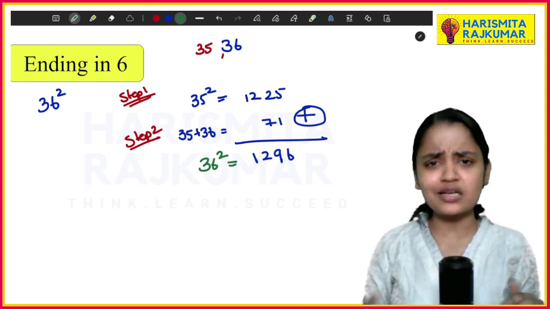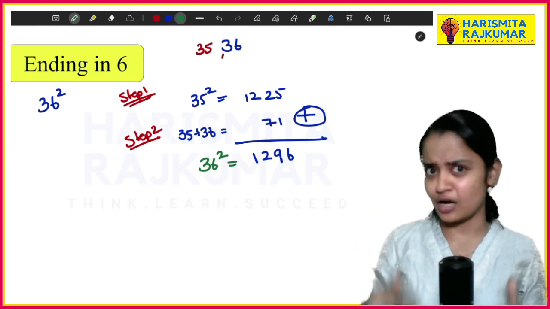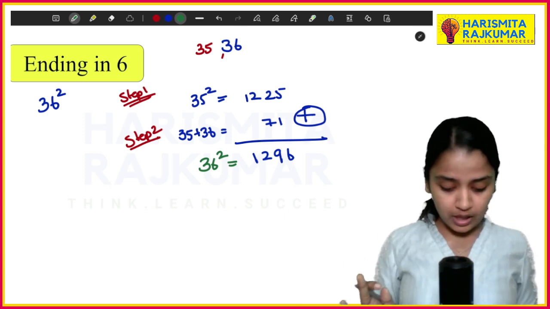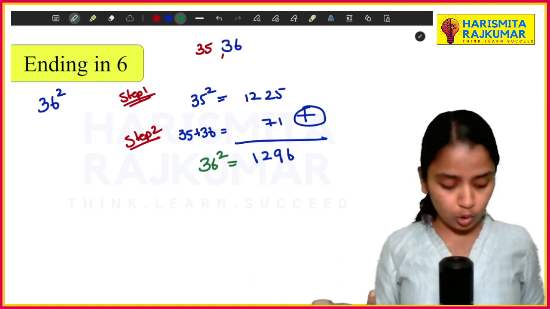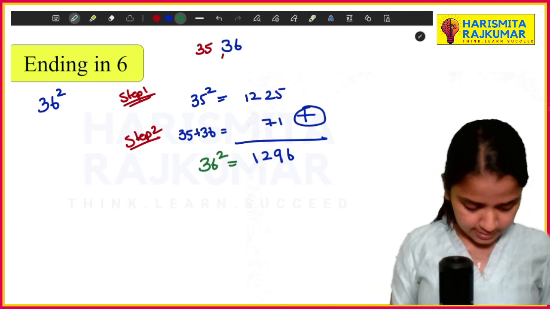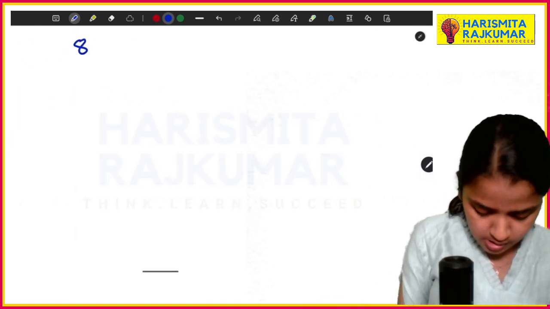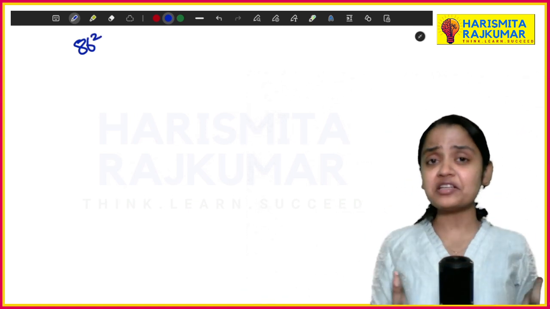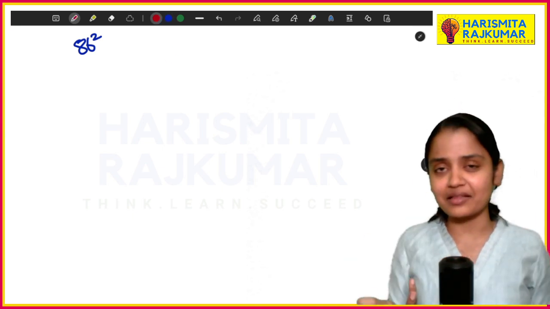For 36 you might see it is a really difficult process, but for higher numbers, trust me, this will help you. Now let us solve more sums. Let us check 86 square. What is the predecessor of it? The predecessor is 85, and I have to take the square of it.